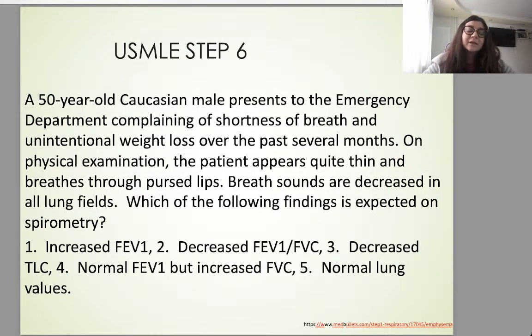And one more and last step, USMLE step test. A 50-year-old Caucasian male presents to the emergency department complaining of shortness of breath and unintentional weight loss over the past several months. On physical exam, the patient appears quite thin and breathes through pursed lips. Breath sounds are decreased in all lung fields. Which of the following findings is expected on spirometry?